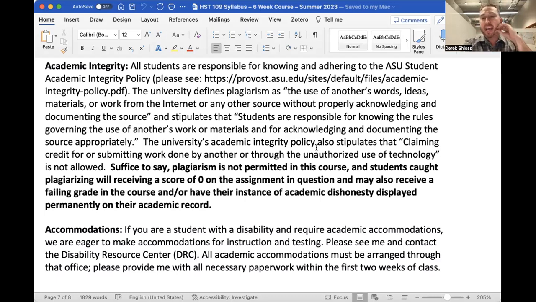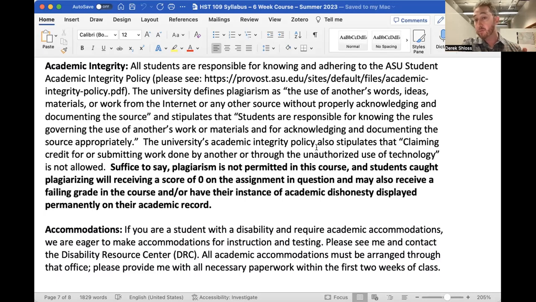Now, Turnitin.com actually just came out with software, basically a capacity to detect AI generated writing, that ASU is now utilizing. So if you've used AI to generate your writing, I'm going to be able to see that. And again, that's going to be considered plagiarism. In instances of plagiarism, I give you a score of 0 automatically.